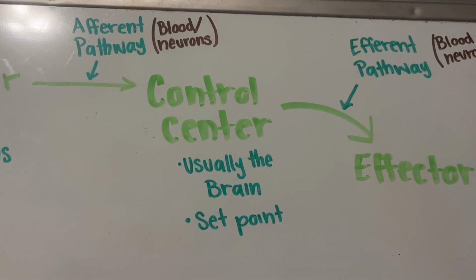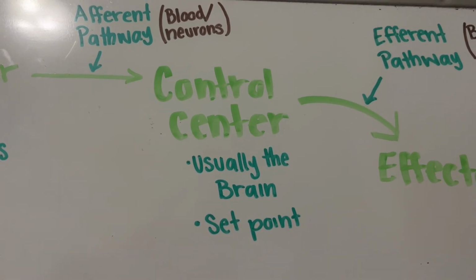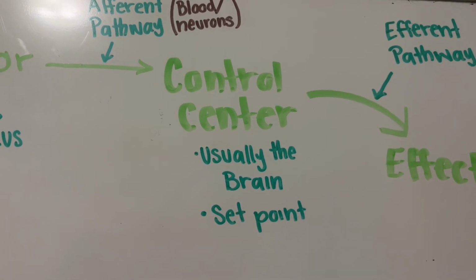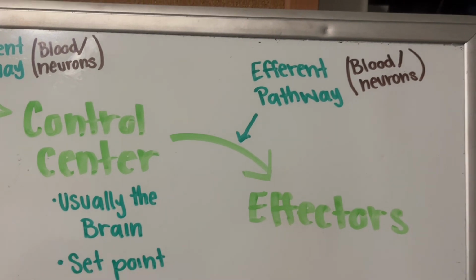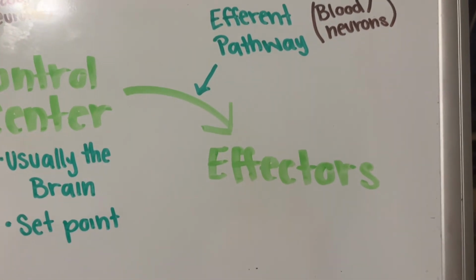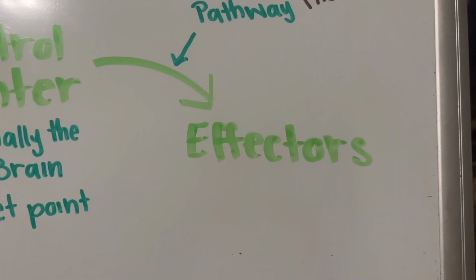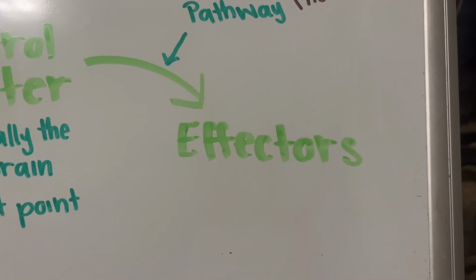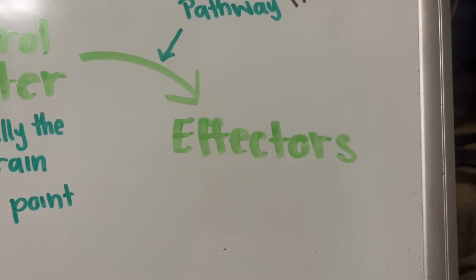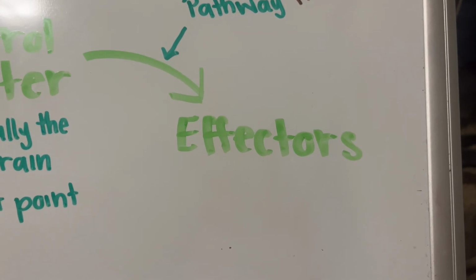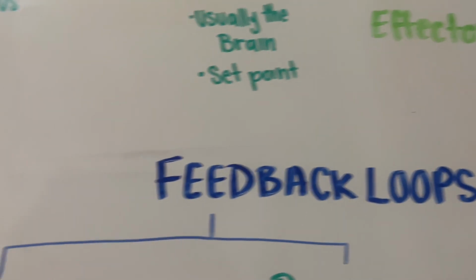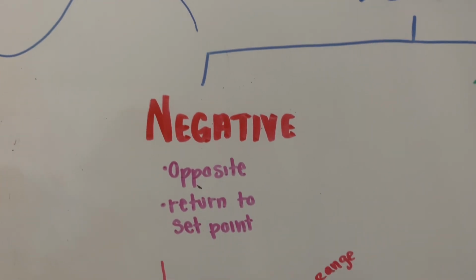The brain then has the set point which our body is trying to stick around. After the control center decides what to do with the stimulus, it sends the response through efferent pathways, which are once again neurons or blood, which then go to effectors, and those effectors can then change what is happening and keep us within that set point. So if it was body temperature, it would be sweating if we were too hot and shivering if we were too cold. Homeostatic control systems often operate through feedback loops.